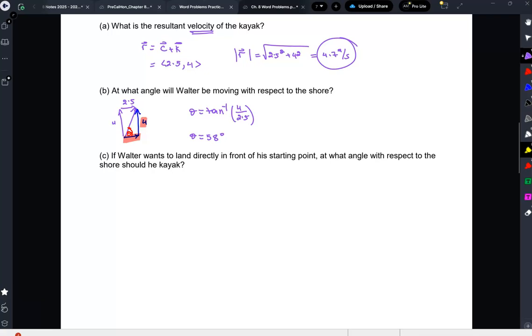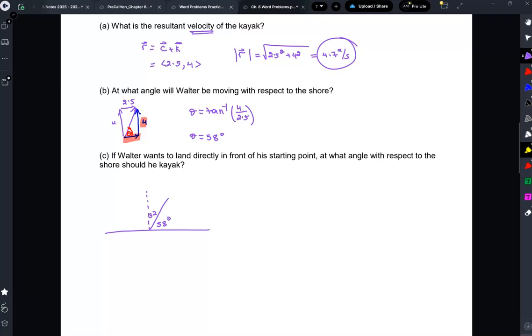Okay, so if Walter wants to land directly in front of his starting point, at what angle with respect to the shore should he kayak? So he means to go this way. However, he lands at an angle that is 58 degrees from here. So if this is 58, this is 32 degrees, right? Because together that makes 90.